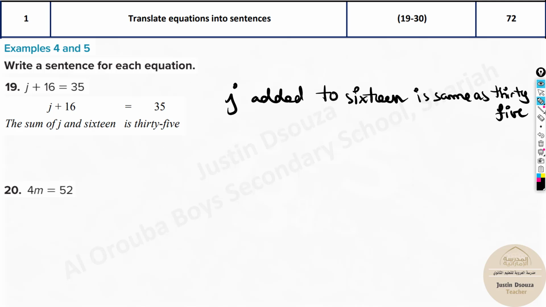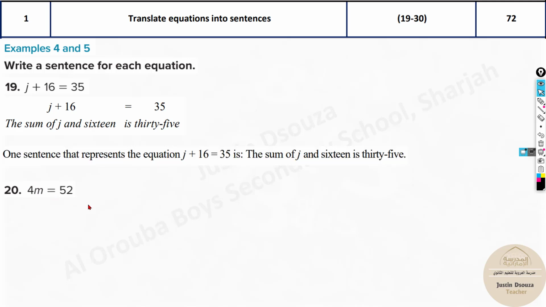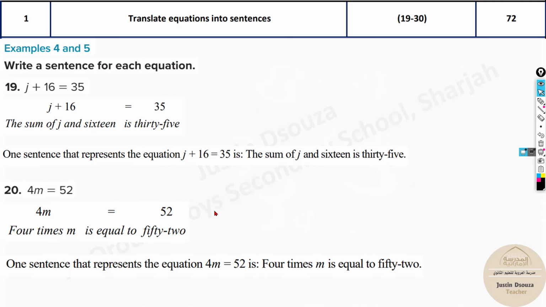So all these are correct answers, or you can just say J plus 16. Just look into each and every option, all the 4 options. Look which closely matches the given question and then finalize your answer. Same way over here, the product of 4 and m is 52. Now, one sentence that represents this is one sample answer because there are many possible answers over here. Now here, 4 times m is equal to 52. This is one possible answer.